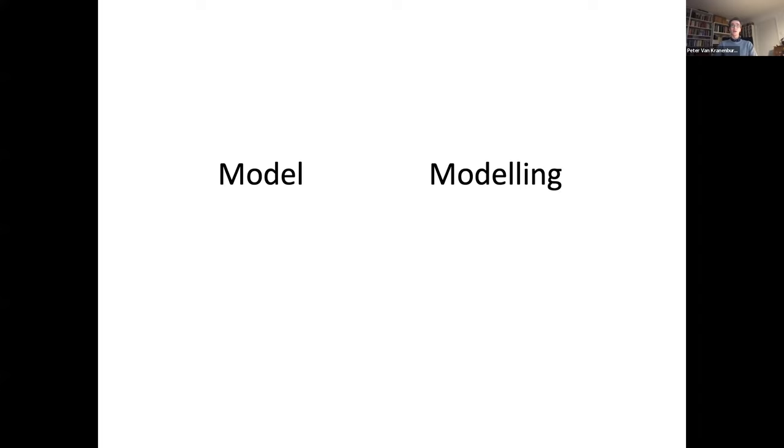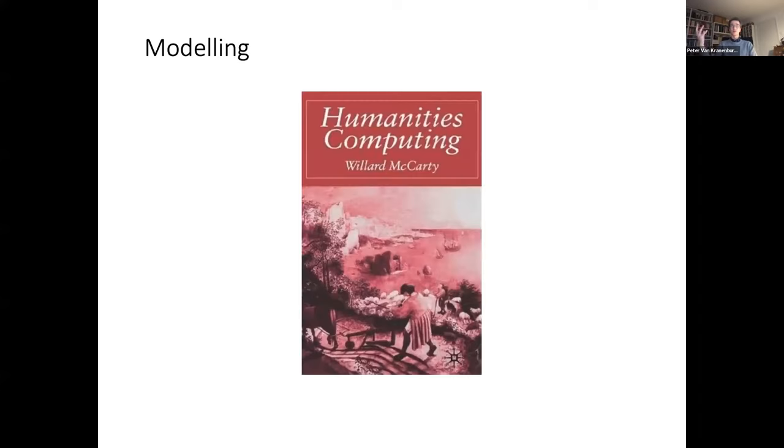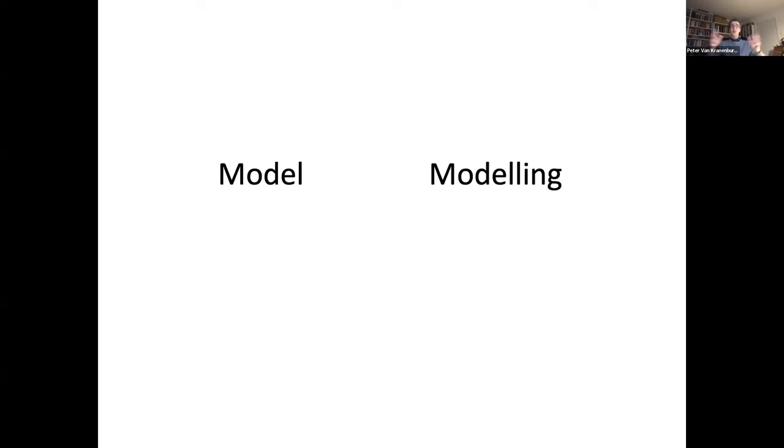So Willard McCarty in his book goes at length to propose a philosophy of modeling, of computational modeling. I won't discuss that in detail here. I think whoever is working in digital humanities or humanities computing, it is worth reading that. But I will make a few small remarks about that. Some of its core ideas of his methodology. And one thing is to make a distinction between model and modeling.